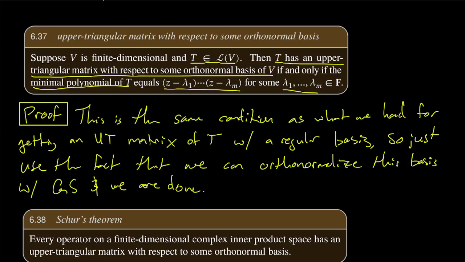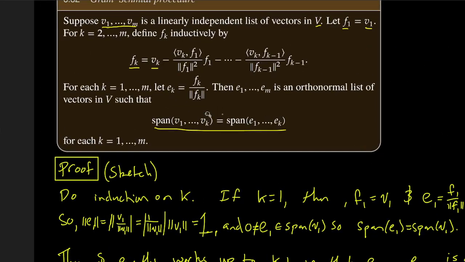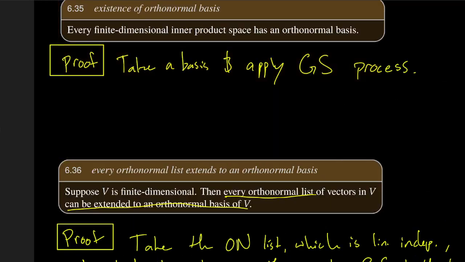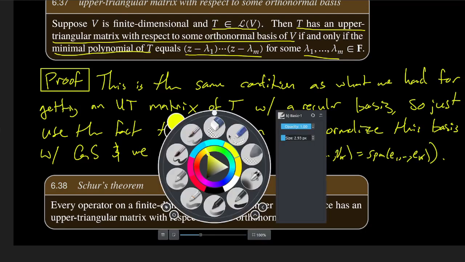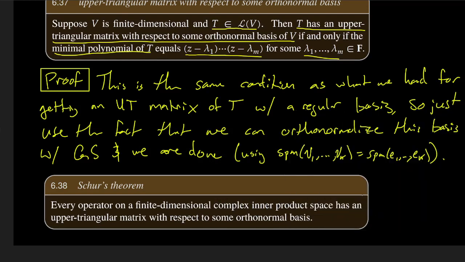All right, sweet. If you don't believe that you still have an upper triangular matrix, all you need to note is that the span of v1 through vk is still the span of e1 through ek when you orthonormalize the list v1 through vm. That is, the span of the first k elements of your list is the same as the span of the first k elements of your orthonormalized version of your list. That says it. And this gives us something that is known as Schur's theorem.